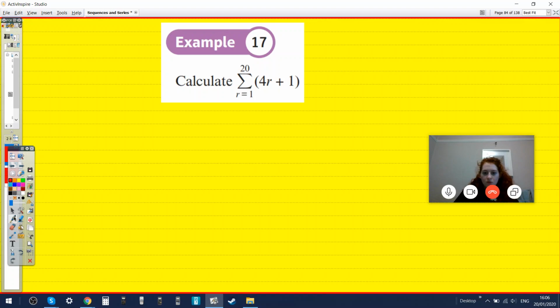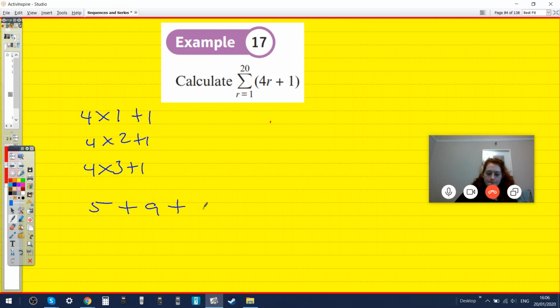So how would I write that out? So the idea is, let's see. For the first one, 4 times 1 plus 1, 4 times 2 plus 1, 4 times 3 plus 1. So it would make a sequence, sorry, it would make a series: 5 plus 9 plus 13, all the way up. Okay. How would you add up a series of numbers?